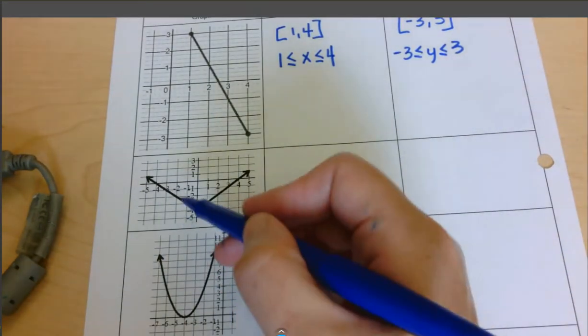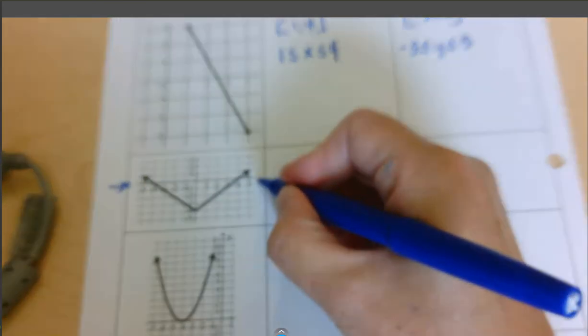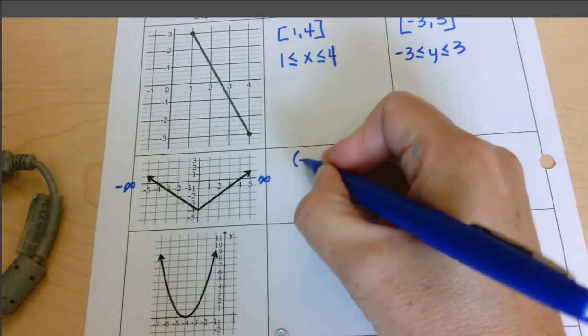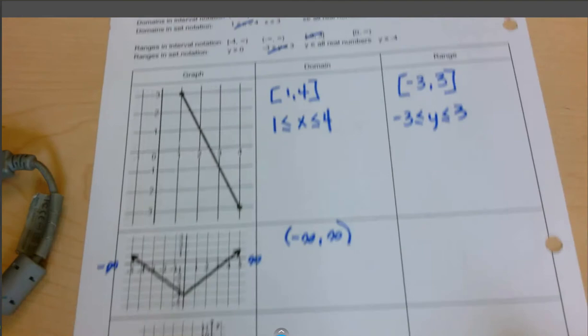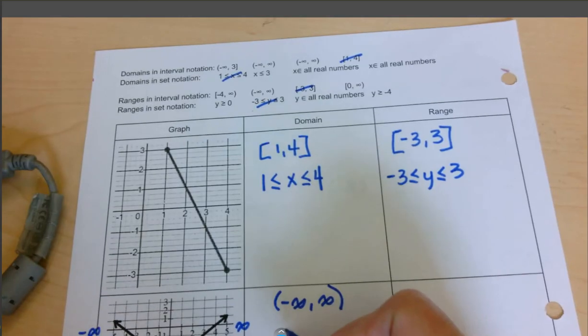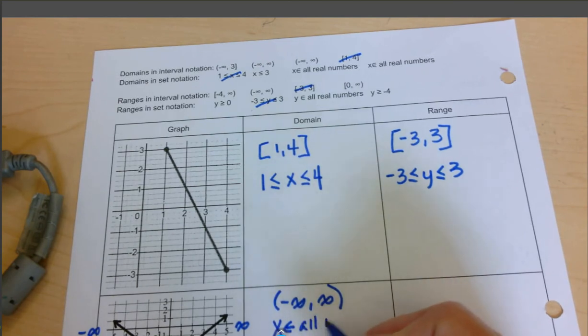All right, next one. My x's go all the way to the left and all the way to the right. On the left is -infinity, and on the right is positive infinity. So my x, my domain, -infinity to infinity. Looking at my choices here for set notation, I could write all real numbers. So x is an element of all real numbers.